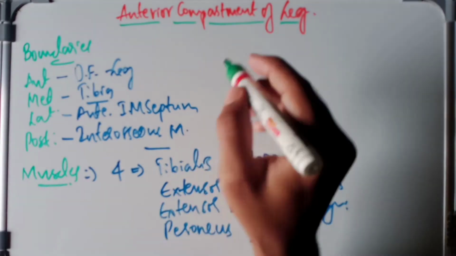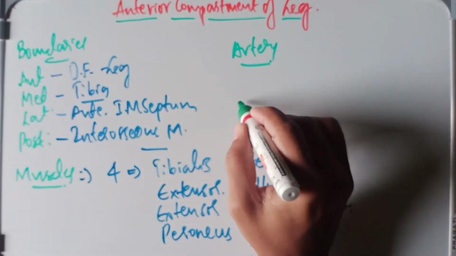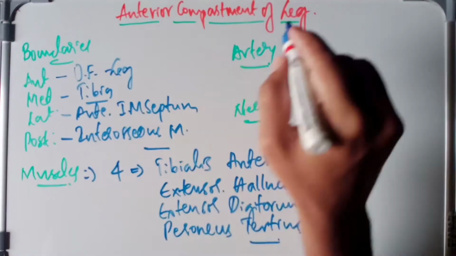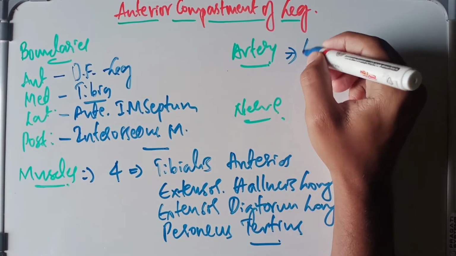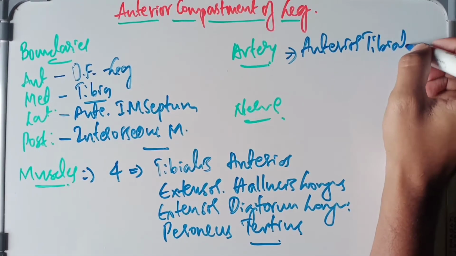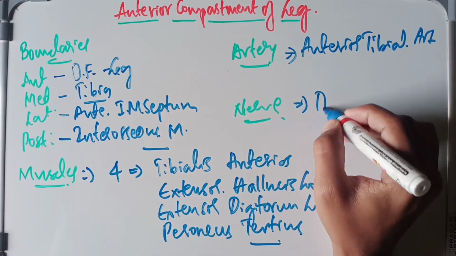And finally, what about the artery and the nerve? Of course, every compartment needs blood supply as well as nerve supply, right? So we also have that in front of the leg. When it comes to the artery, we have the anterior tibial artery, and when it comes to the nerve, we have the deep peroneal nerve.